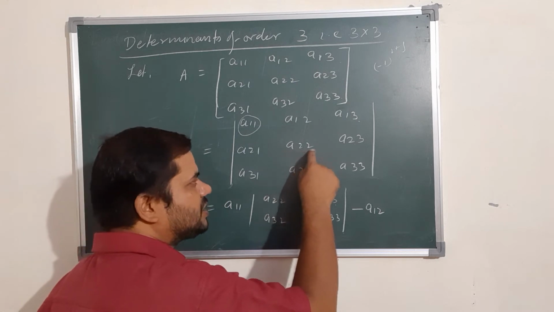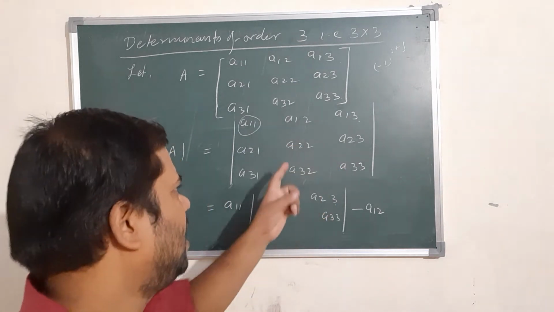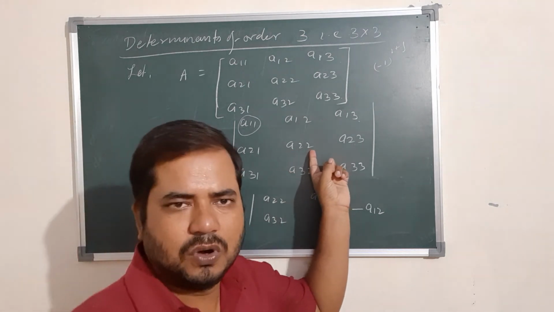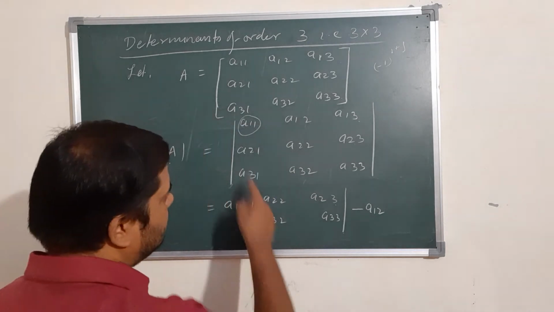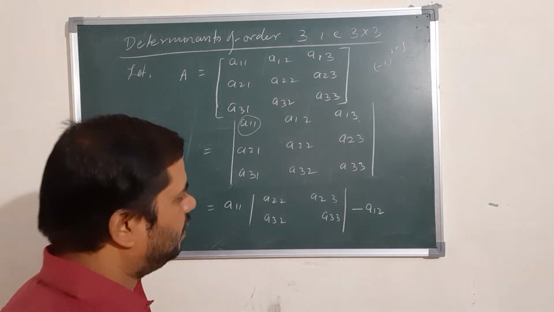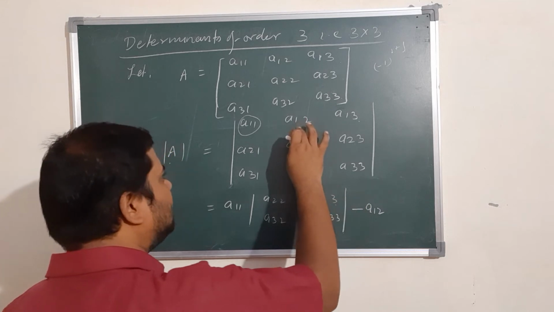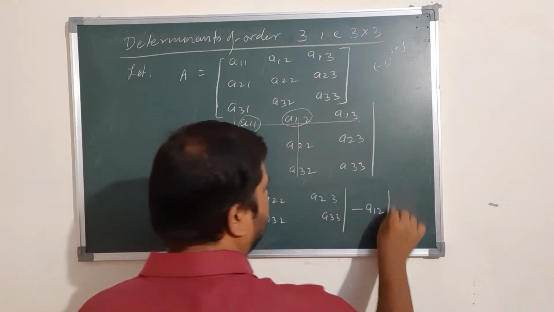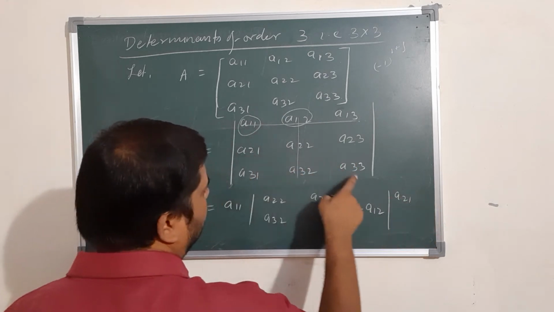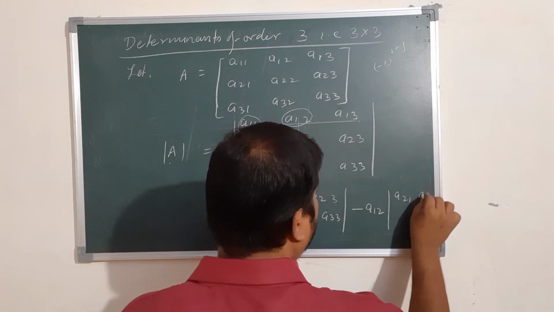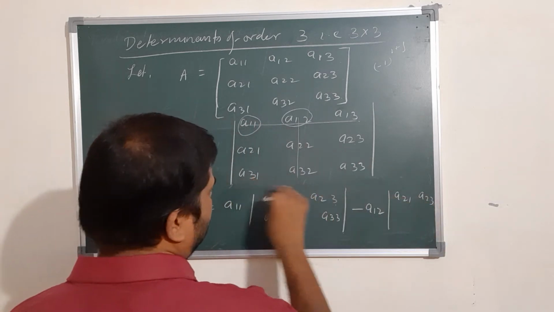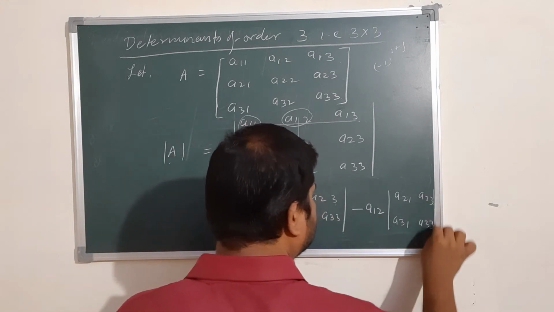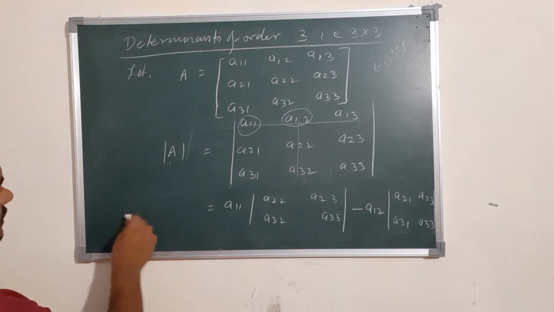Suppose if you want to expand from this particular element, you have to write A22. A22 means minus 1 to the power 2 plus 2, 4. This is positive. So this is the method for deciding the sign. So if we consider A12, then deleting that particular row and that particular column, we will have A21, A23, A31, A33. So this is the second term, and plus, why plus?